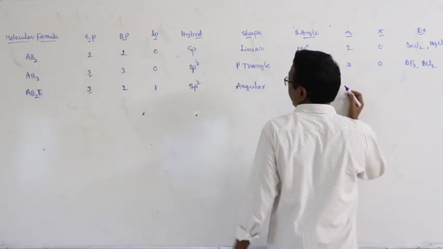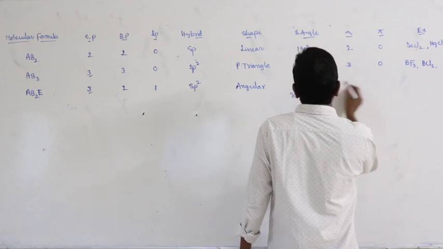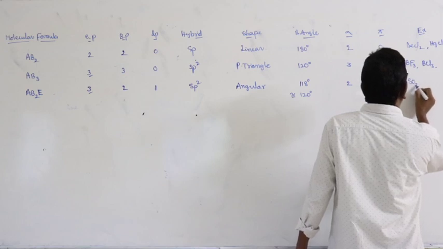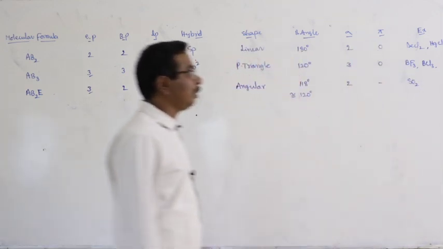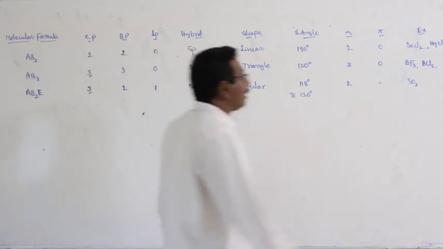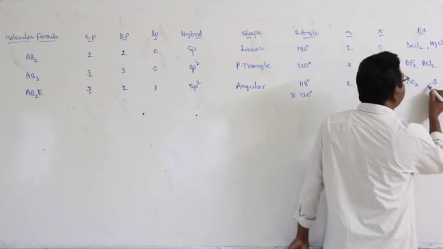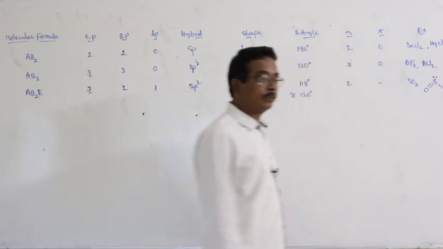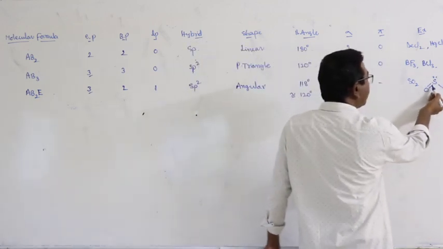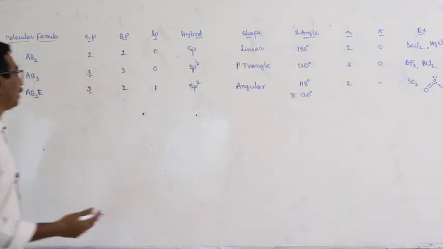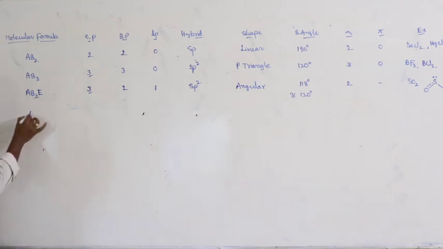Okay. Number of sigma bonds 2. Number of pi bonds may vary. Here the example is SO2. How can you draw the structure of SO2? Here one pi bond is also there. We can put one pi bond here. Based on the example, you can draw the structures. AB2E. Okay. Next one, AB4.